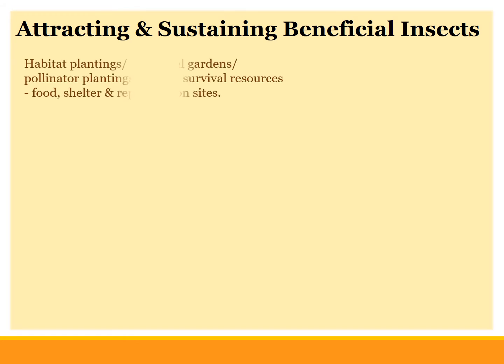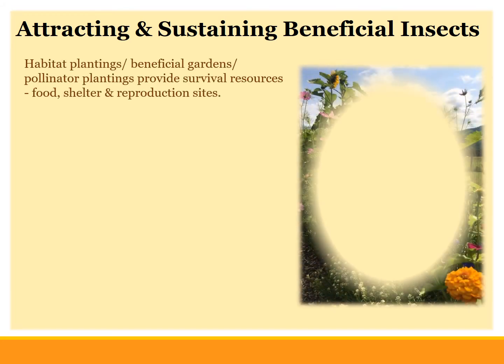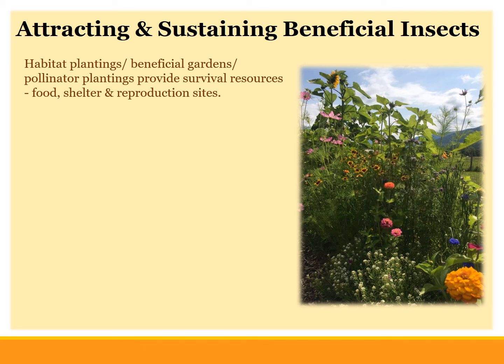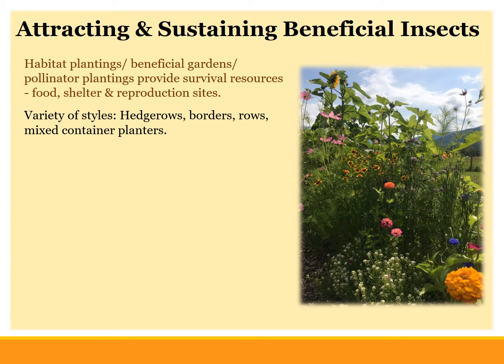Establishing habitat plantings is a simple and effective way to help our beneficial insects. These plantings provide the resources beneficials need to survive, such as food, shelter, and sites to reproduce. They come in many shapes and sizes as hedgerows, borders, interplantings, and mixed containers. They are often established as a mixture of different plant varieties, including species native to the region.